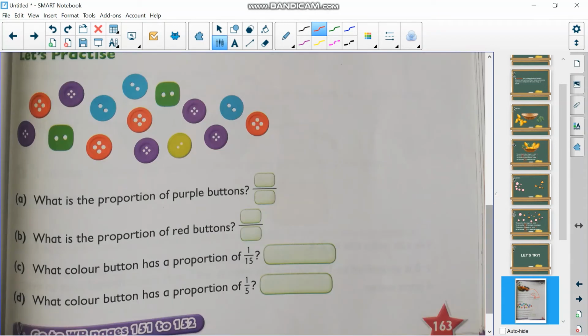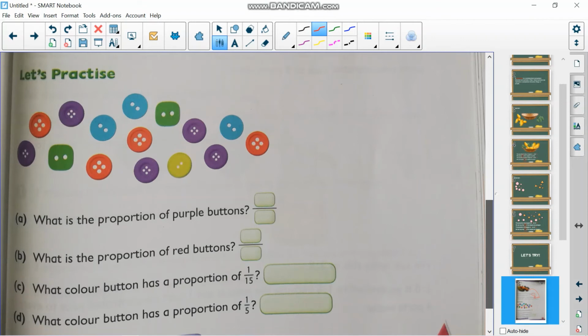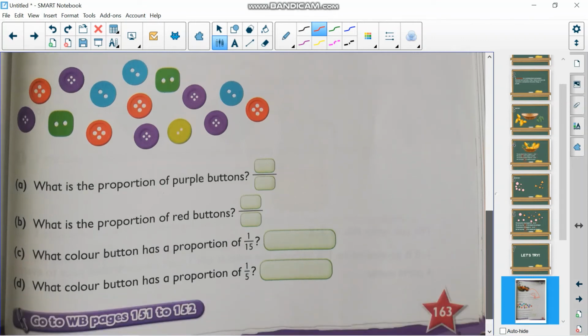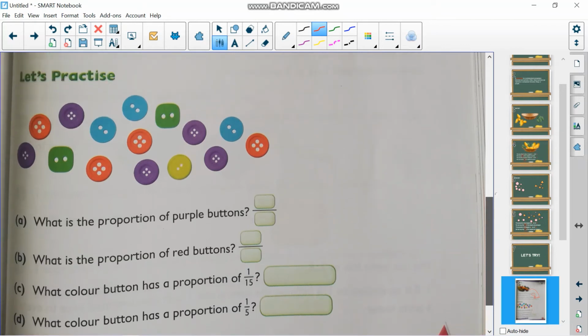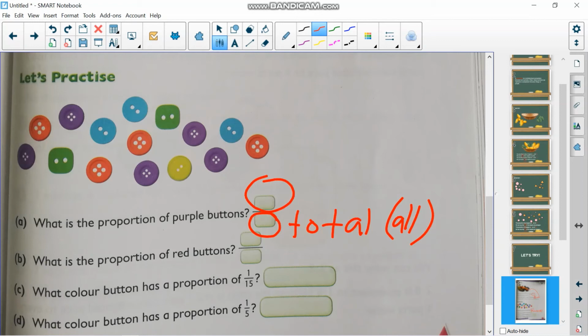Now let's go to Let's Practice. Look at the sets of buttons and answer the following questions. Letter A, what is the proportion of purple buttons? Count the number of buttons first. That will be your denominator, the total number of buttons. It means all. Now for your numerator, how many are purple? Count the number of purple buttons and write it inside this box.